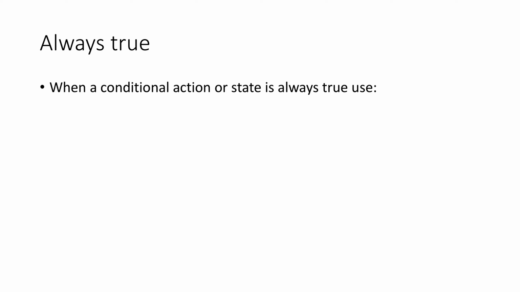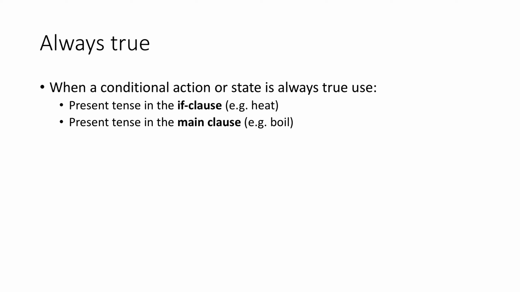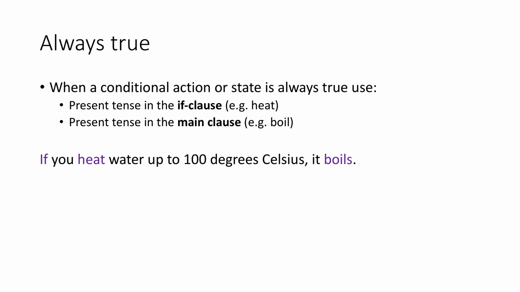When we are talking about scientific processes, things that repeat themselves all the time, things that never fail. For these situations, we use the present tense in the if clause and again, a present tense in the main clause. What we are trying to communicate here is that basically both the condition and the result are possible and repeatable. They're always true no matter what.